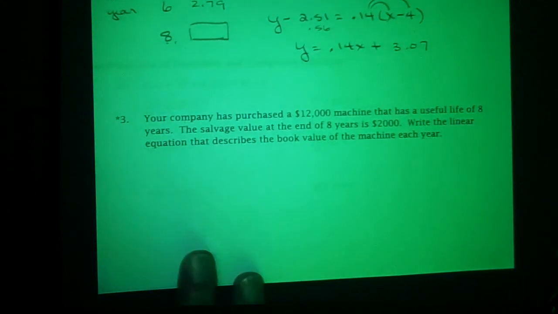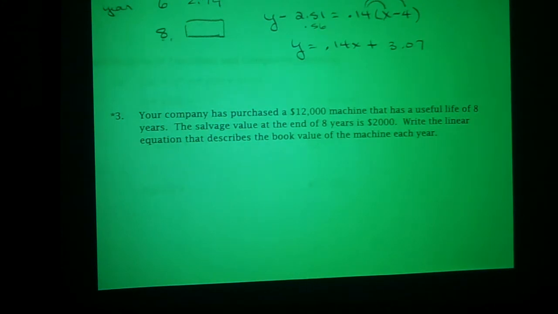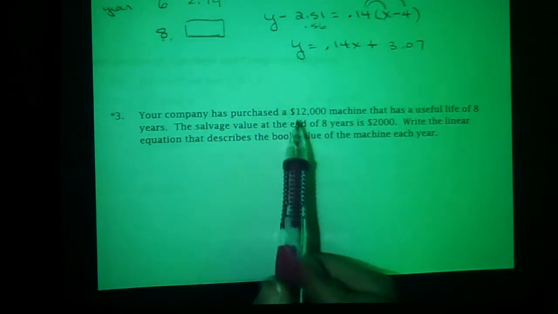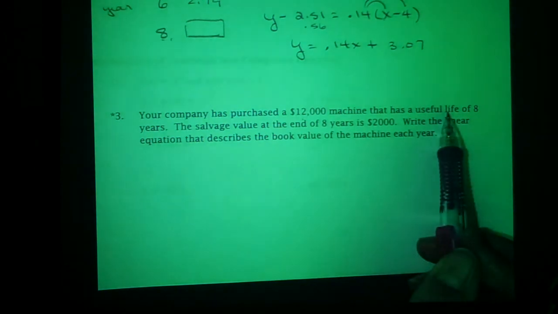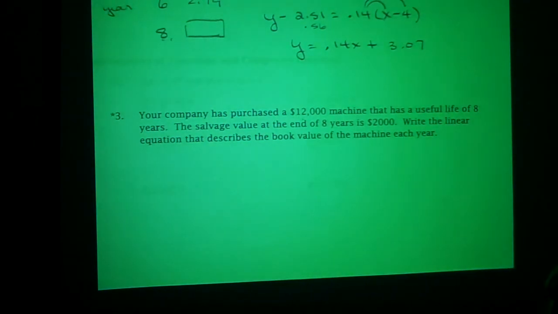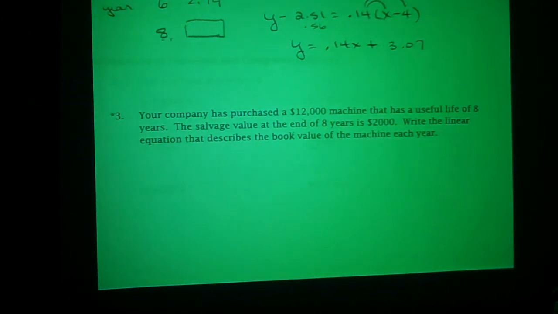And then finally, the other kind of linear situation that we have in Math 110 is the idea of devaluing something. So for example, if you have machinery that you have bought at $12,000 and they tell you its useful life is 8 years, and after that the salvage value will be $2,000, you can write a linear equation to describe how that book value goes down each year.